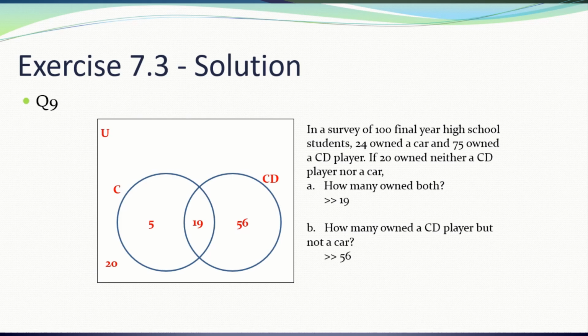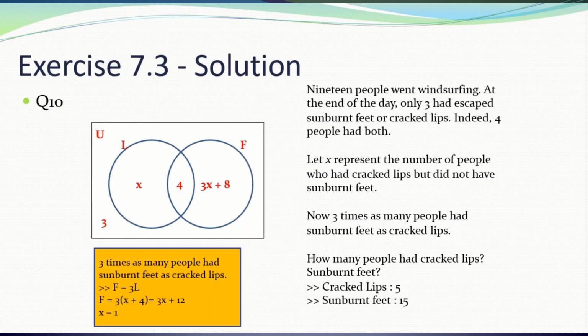Okay. Next one. In a survey of 100 final year high school students, 24 owned a car. That means in total this is 24. 75 own a CD player. 20 own neither. How many own both? So same. You're going to put x in the middle. So this will be 24 minus x. This will be 75 minus x. Then you add it up to find the middle. Okay, use the same method.